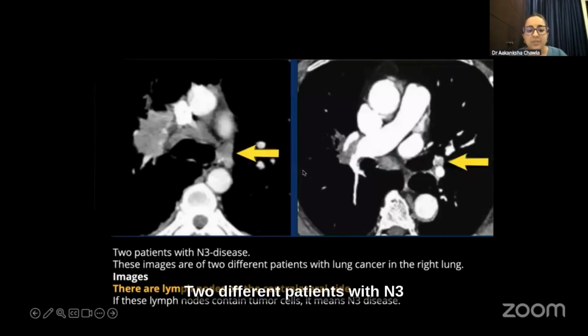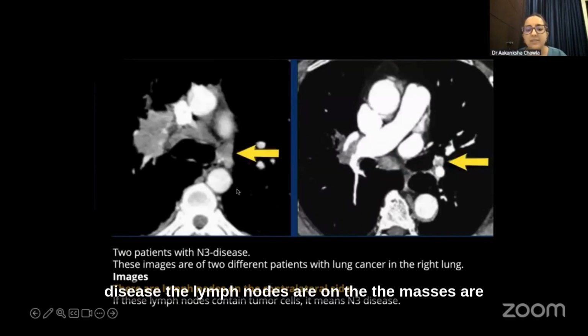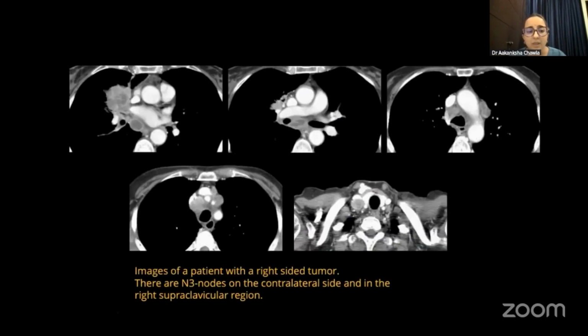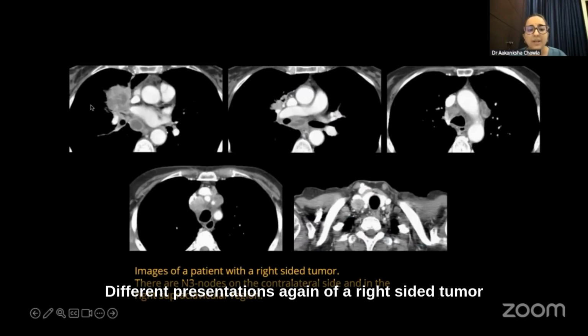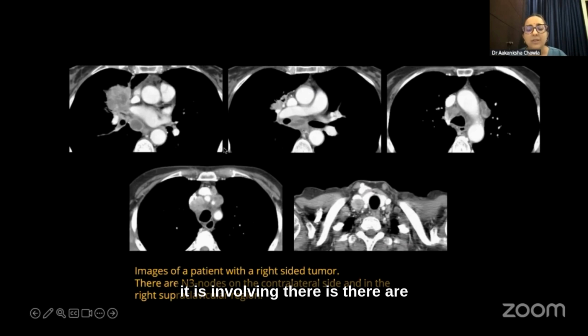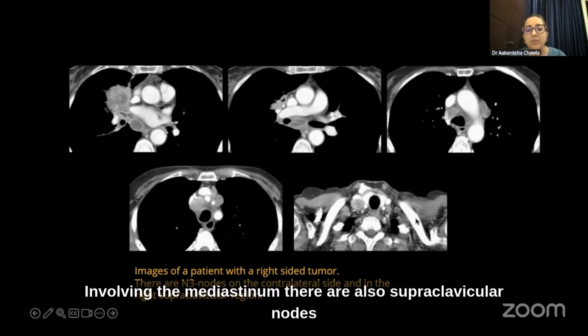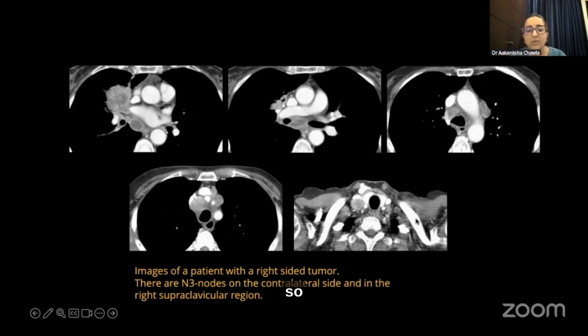Two different patients with N3 disease. The masses are on the right and the lymph nodes are on the left side, the contralateral side. Different presentations again of a right-sided tumor. There are nodes in the para-aortic area, the hilar nodes. They're involving the mediastinum. There are also supraclavicular nodes. So again, an N3 disease.